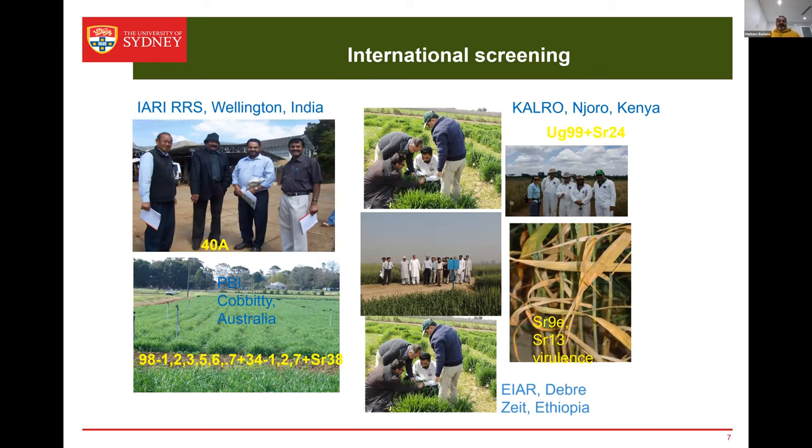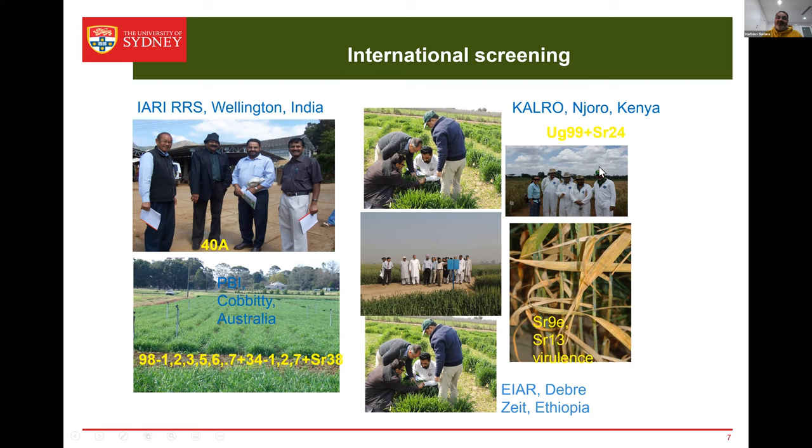So then even in the field, if you look at it, this is the center in India in the Nilgiri Hills. And this is our place. And you can see Kenya, Ethiopia. Now, UG99 plus SR24 here is not that strong. The SR24 virulence is not as strong as the virulence of our SR24 in race 40A.